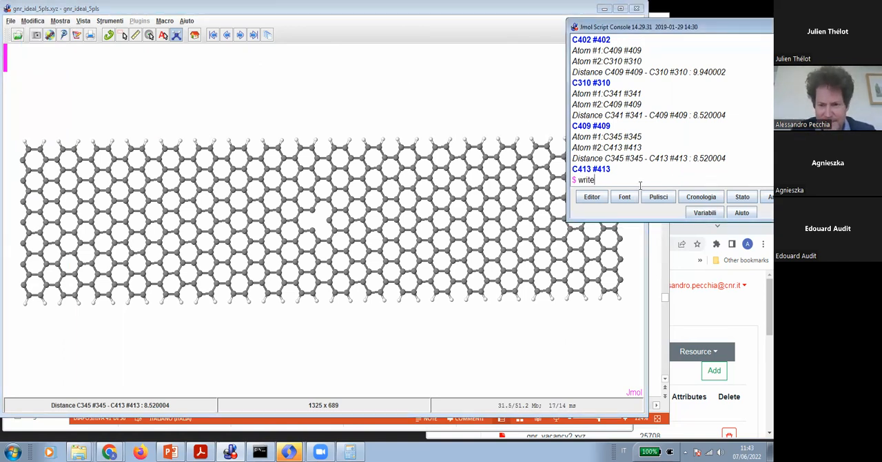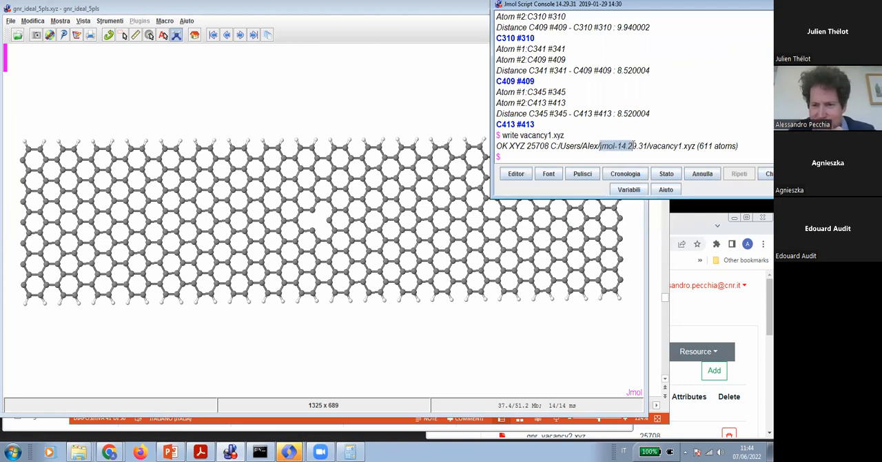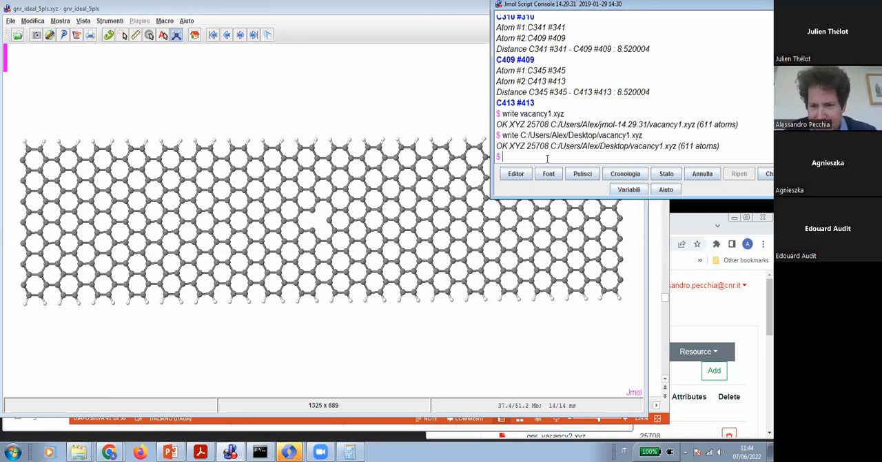You can say write on the console, and you can say vacancy one, XYZ. Jmol writes many formats, but not the gen file. So you write the XYZ file and you have it somewhere. Typically, it goes where Jmol is installed, unless you provide the full absolute path. In fact, we can do that and, for instance, save it into users, desktop. Okay, let's say I saved it on the desktop.